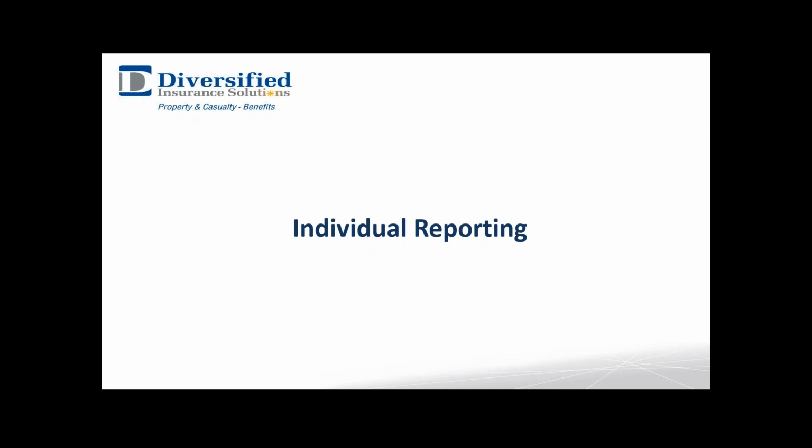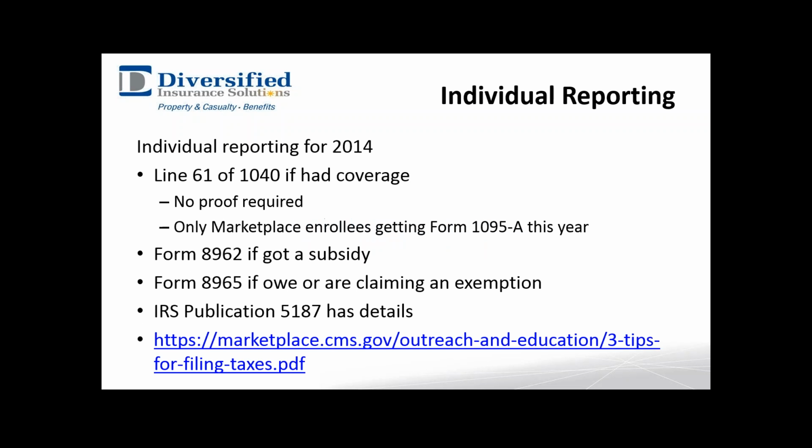So we're getting there. Only a couple slides left that I think are just kind of important to note. Individual reporting. This is in place. I mentioned this earlier, but for 2014, as you're doing your taxes now, you will have to fill out line 61 of the 1040 saying that you had coverage. There's no proof required. It's a self-attestation to say that you had it.